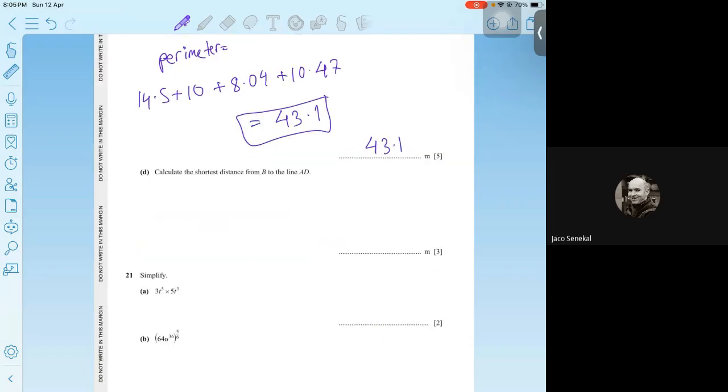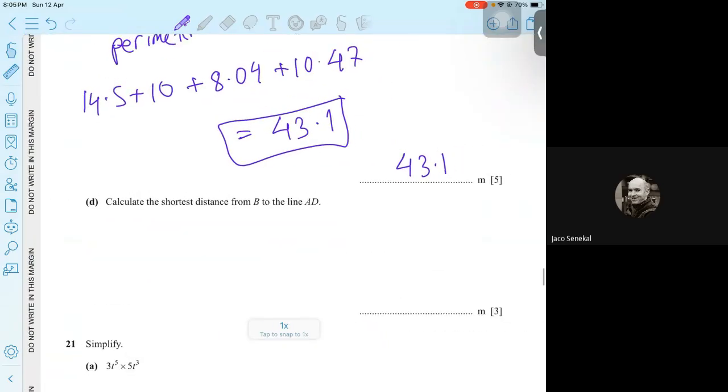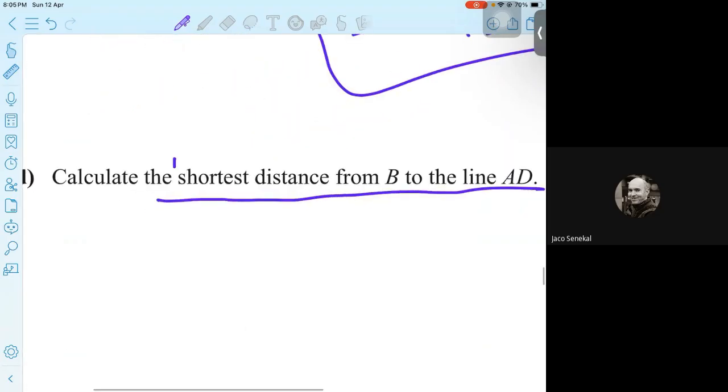Moving on to the next question. The next question says, calculate the shortest distance from B to the line AD. There's a very specific and very straightforward way of doing this. The shortest distance refers to the perpendicular distance.